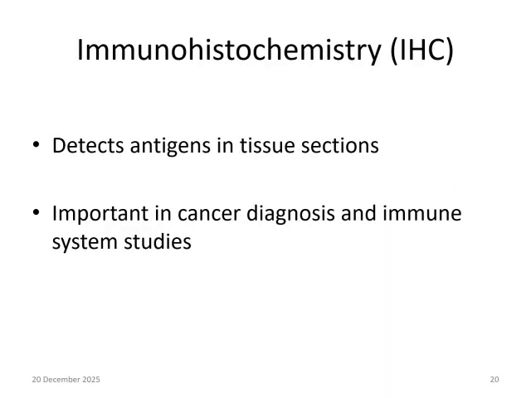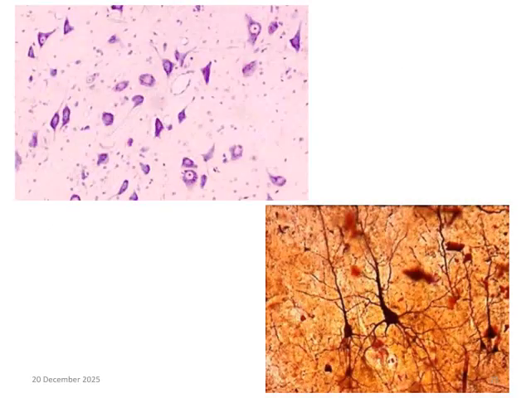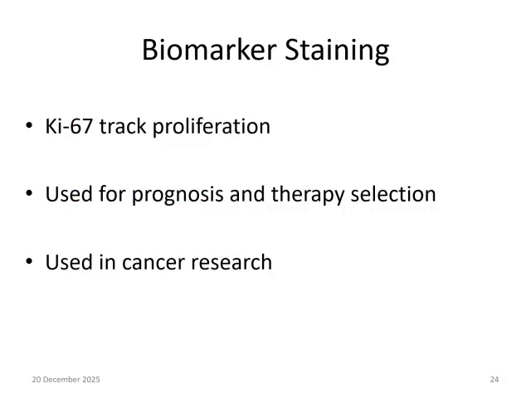Immunohistochemistry detects antigens in tissue sections, important in cancer diagnosis and immune system studies. Nissl and Golgi staining. Nissl stains the cell body of neurons, showing cell morphology. Golgi stains full neurons for structural analysis. Biomarker staining. Ki67 tracks proliferation, used for prognosis and therapy selection in cancer research.